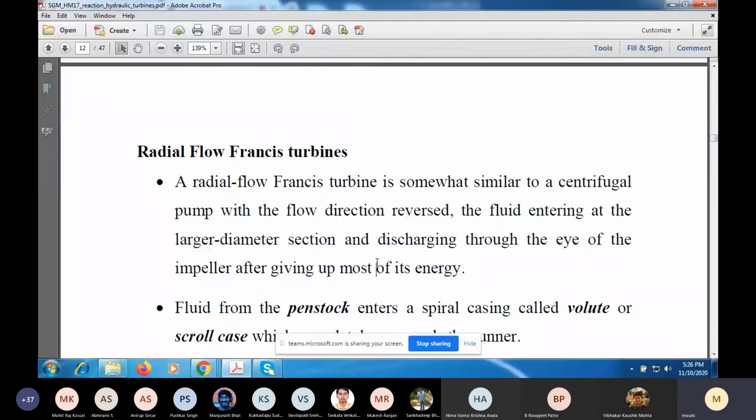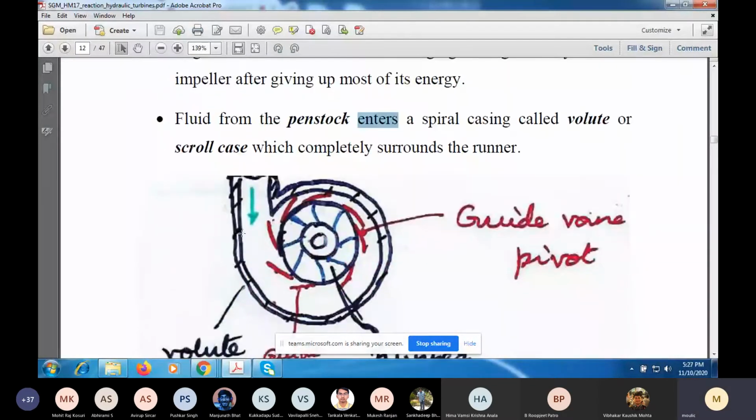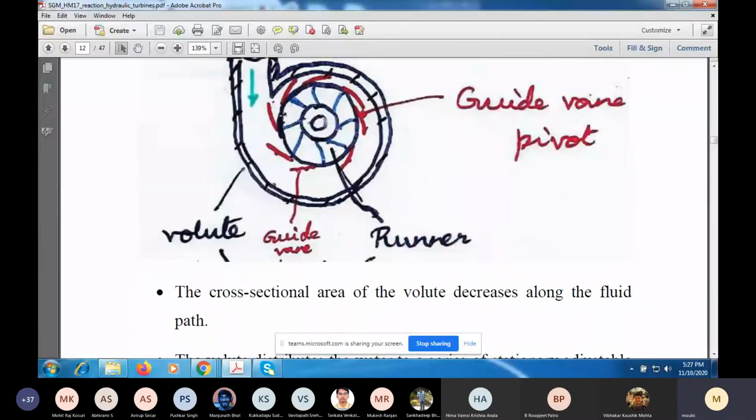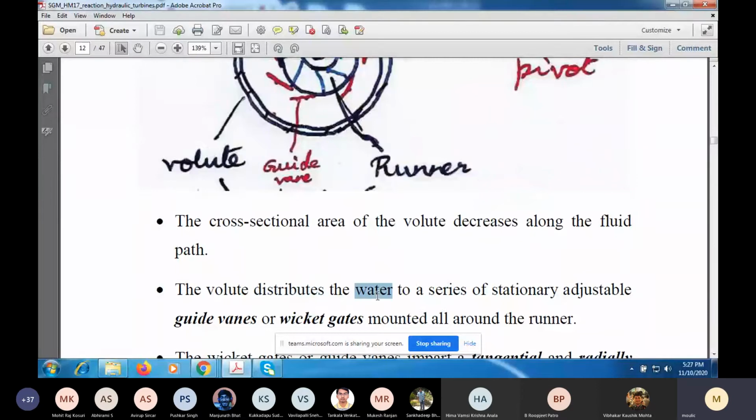And the fluid from the penstock will first enter the volute casing or scroll case, which completely surrounds the runner. And as I've shown you already, the cross-sectional area of the volute decreases along the flow path. Now what the volute does is, it distributes the water to a series of stationary but adjustable guide vanes, which are also called wicket gates.